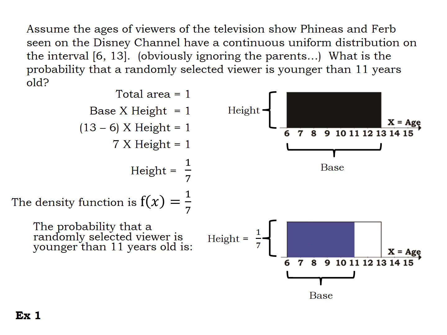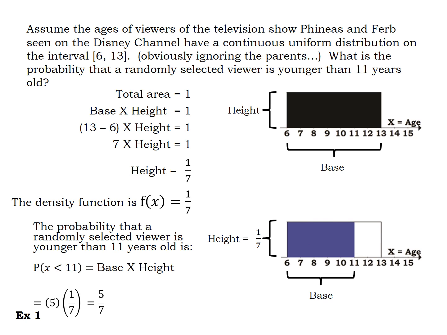So we already know the height of that rectangle is 1/7, and the base, since we're only going from 6 to 11, is 5 wide. So the probability that a viewer is younger than 11 years old is simply 5, the base of the rectangle, times the height, which is 1/7, or 5/7. Every uniform distribution works the same way.